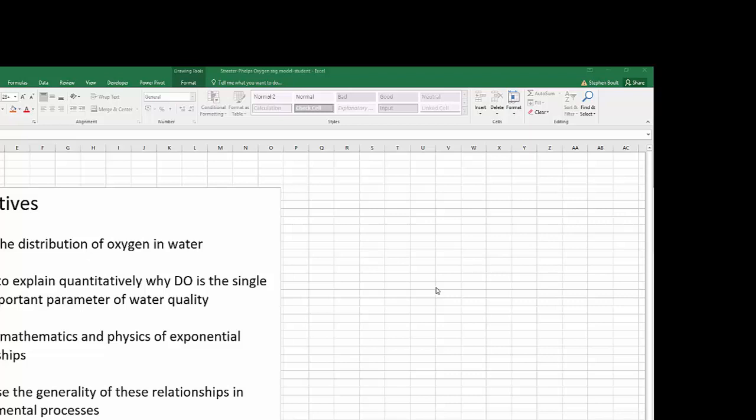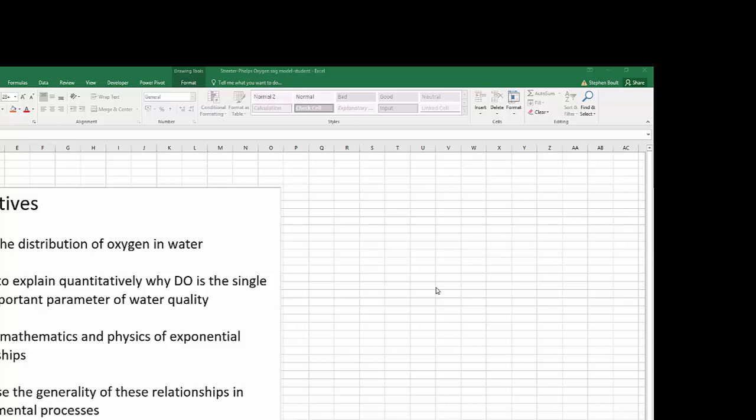From the exercise then, as well as predicting the distribution of oxygen in water, you should be able to explain quantitatively why dissolved oxygen is the single most important parameter of water quality. That does reach across into your human impact course, where you'll be looking at water quality and ecology.